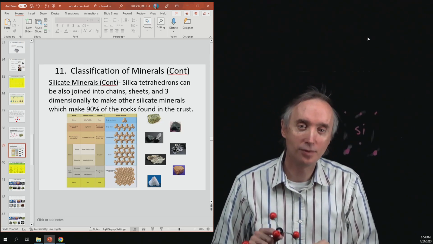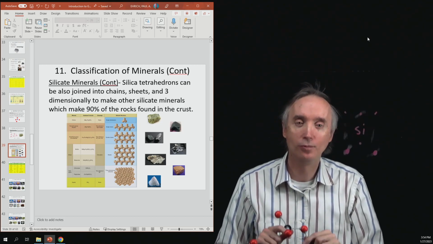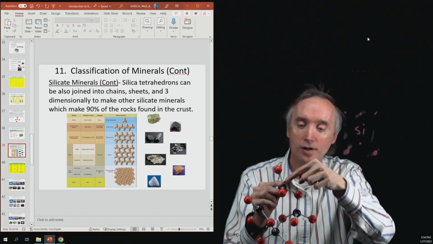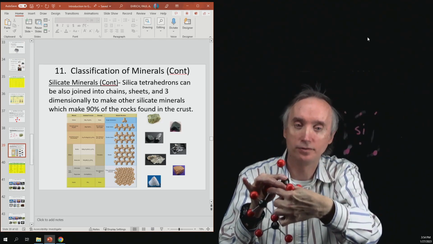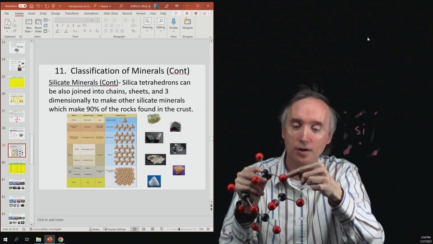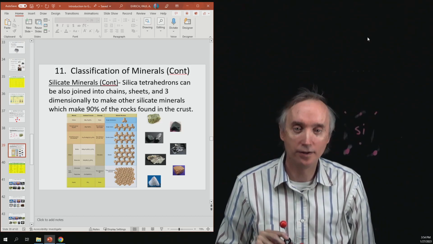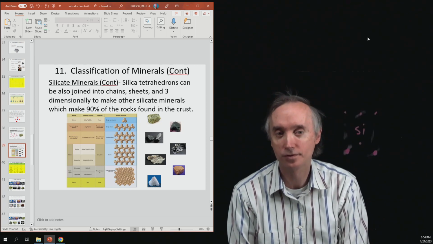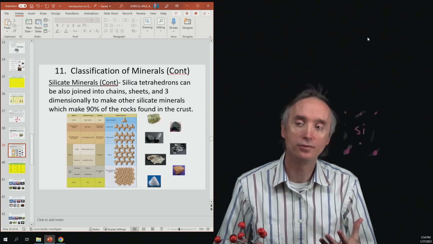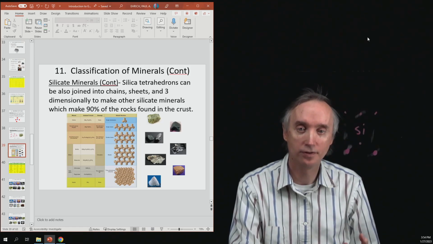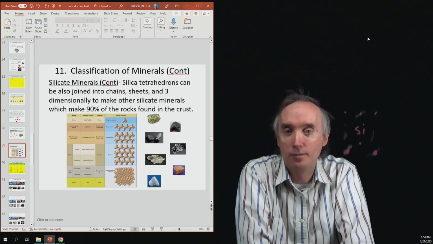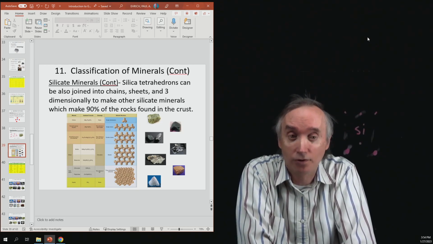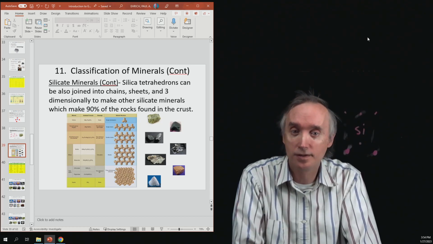And then finally, the most complicated of all would be what would happen if every silicon was attached to an oxygen, and then every oxygen was attached to a different silicon. That would make a three-dimensional structure such as quartz. So I just want to show you that the silica tetrahedron is very important because it makes up 90% of the rocks found in the crust of the earth. So it's a very important set of minerals.